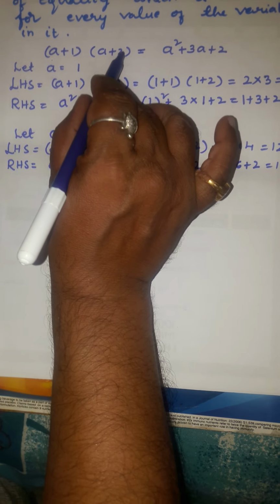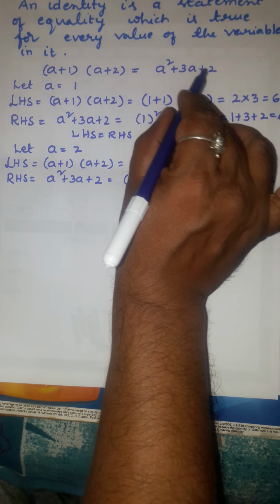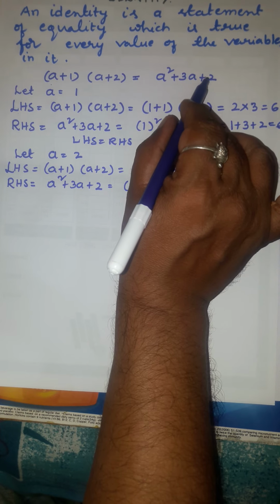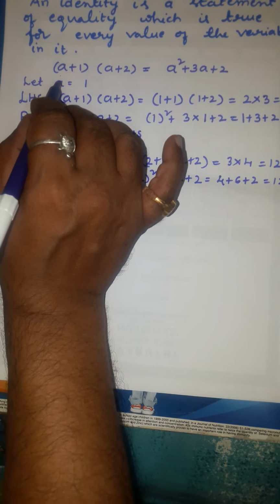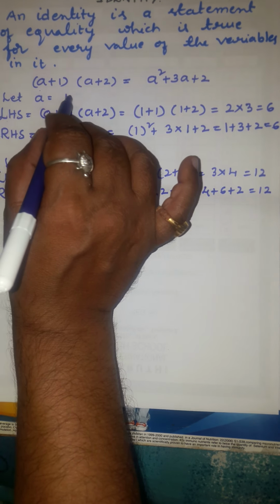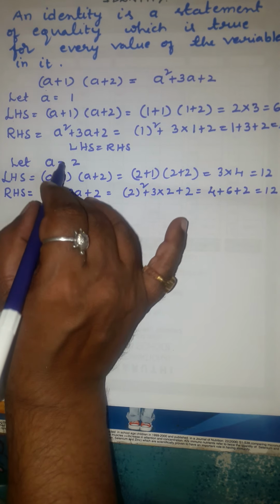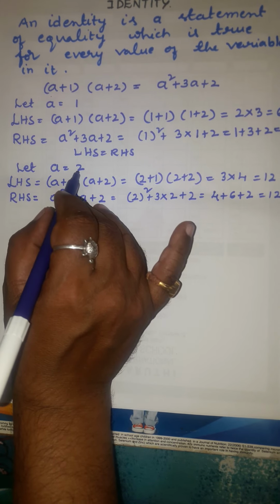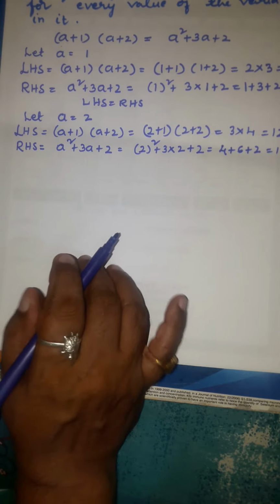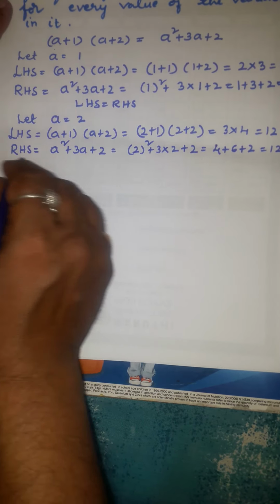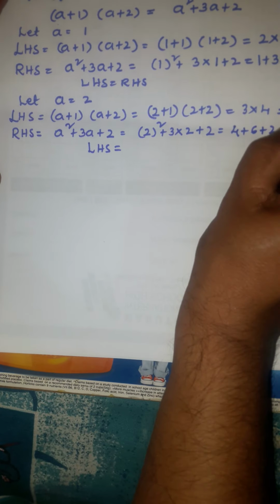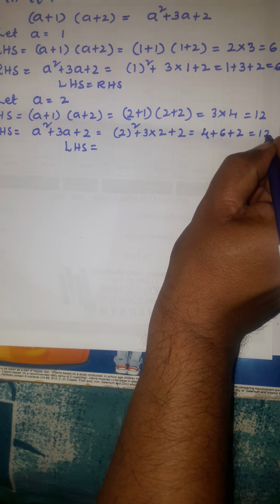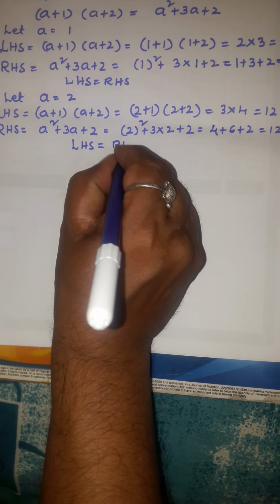So that means a plus 1 into a plus 2 equal to a square plus 3a plus 2 is an identity, which is true for every value of the variables. I have put a is equal to 1 in the first instance. In the second instance I put a is equal to 2. So if you give any value, LHS will be equal to RHS. Here LHS is 12, and RHS is also 12.